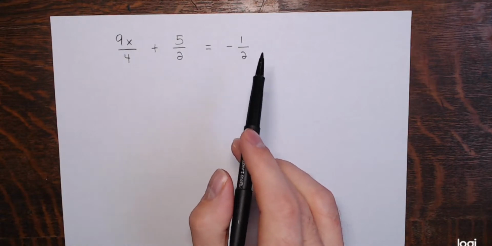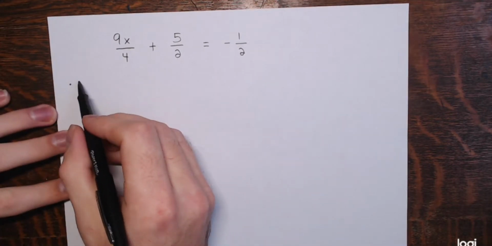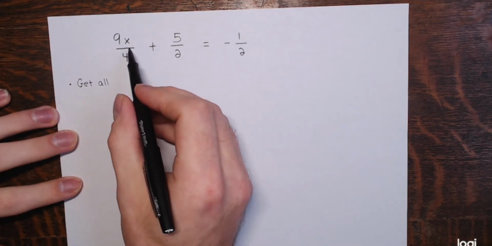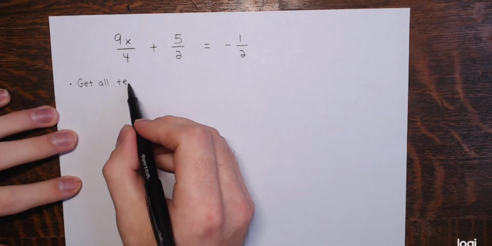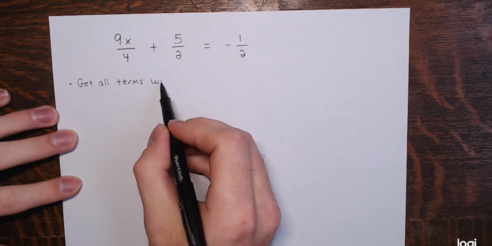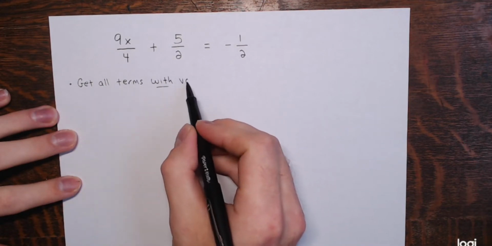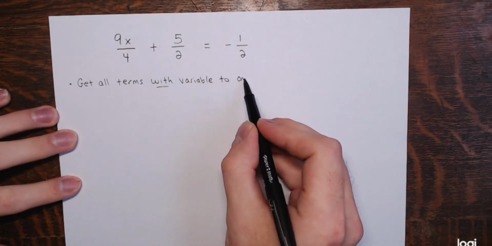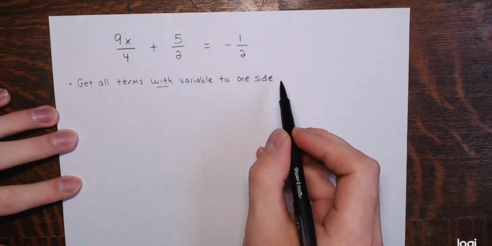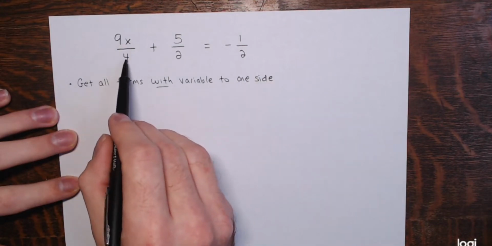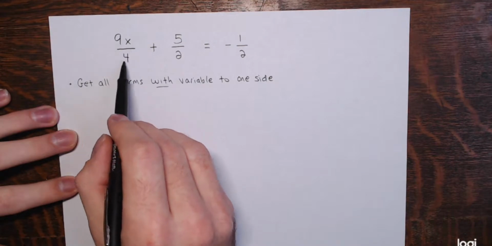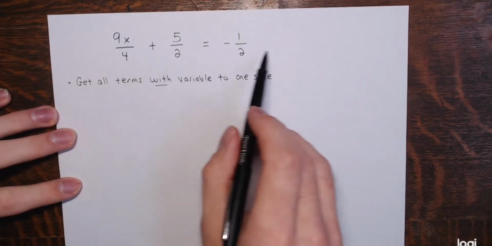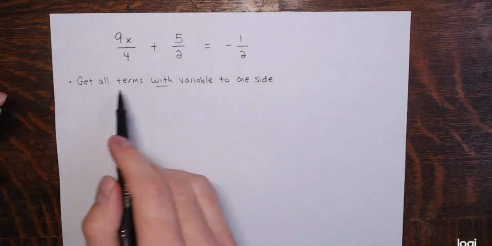The first step is to get all the terms with the variable to one side, which again, this 9x over 4, this 9/4 times x, is the only term with a variable. It's already on the left. It's already on one side, and there are no other terms with the variable. So that part's done.